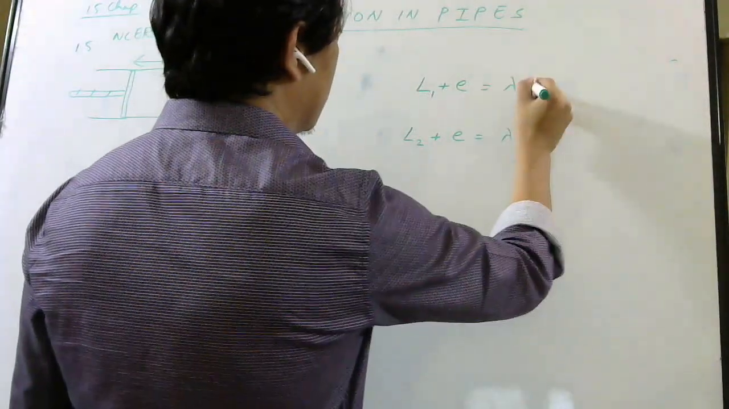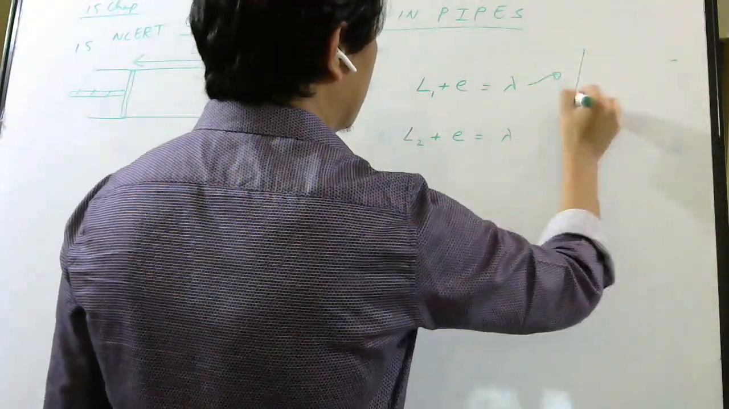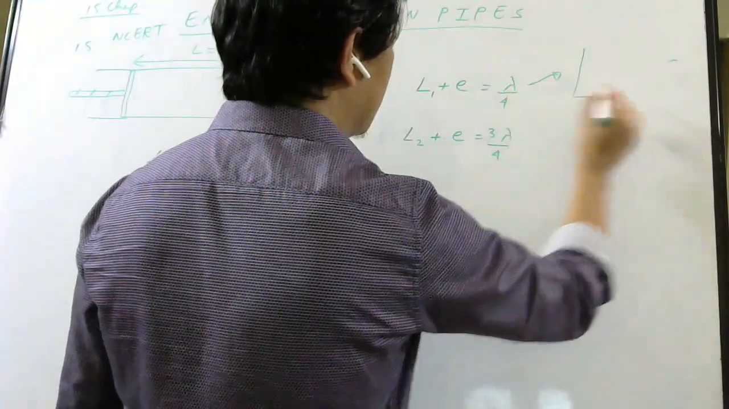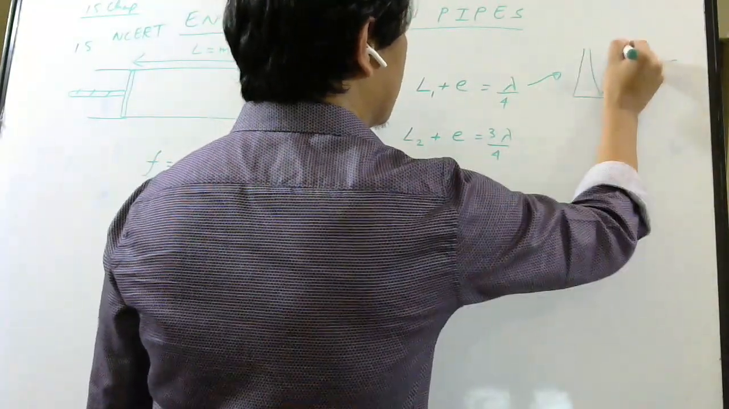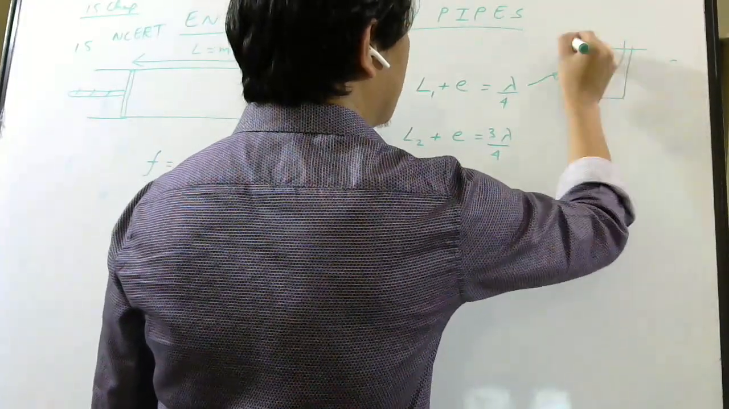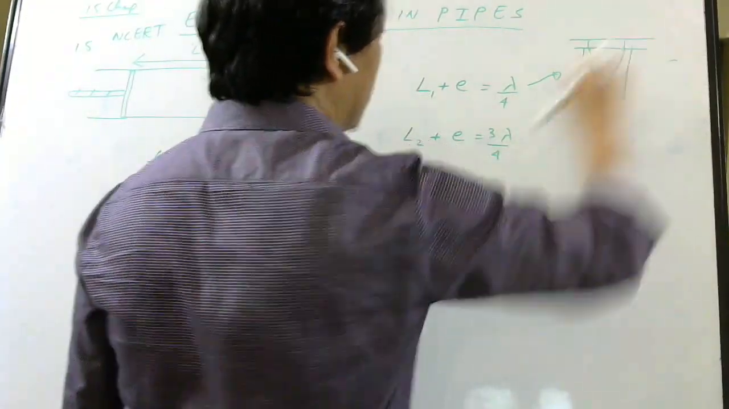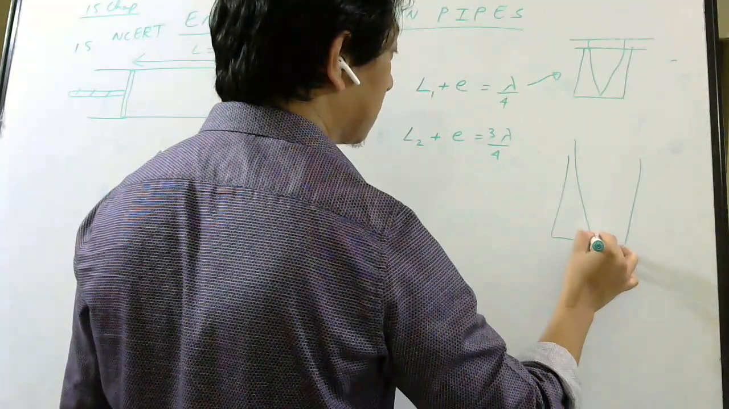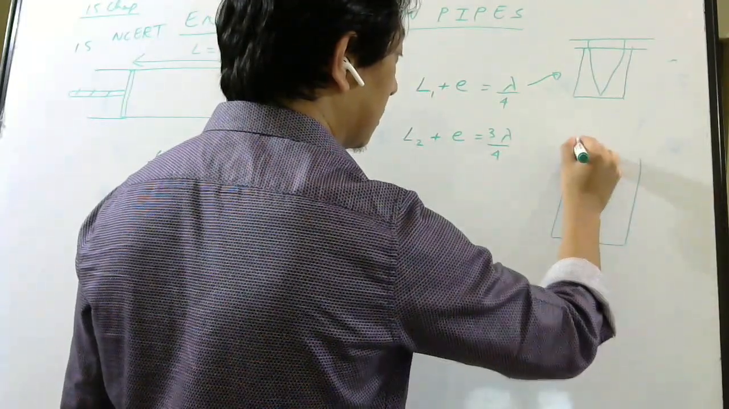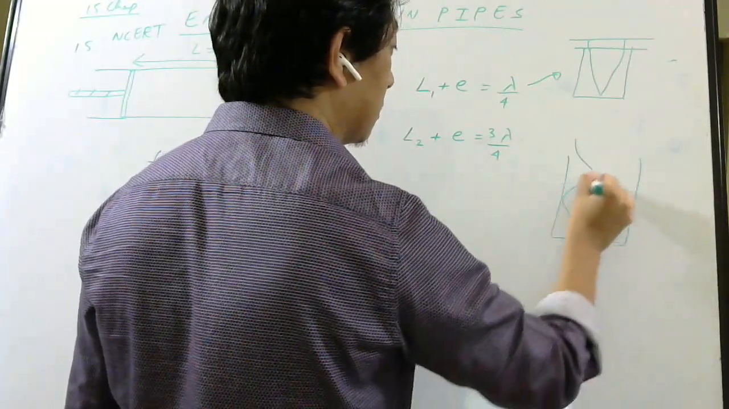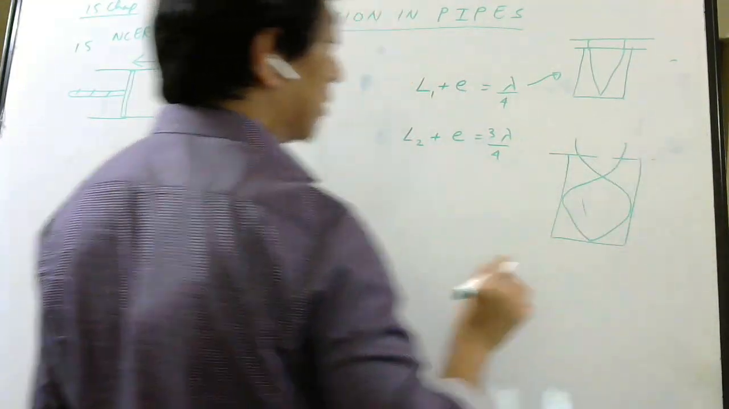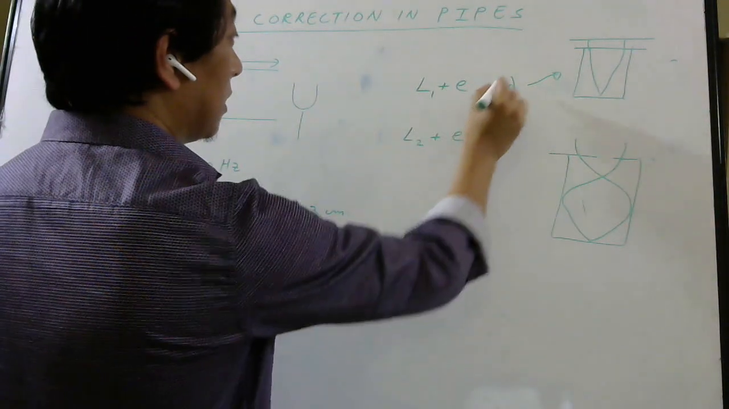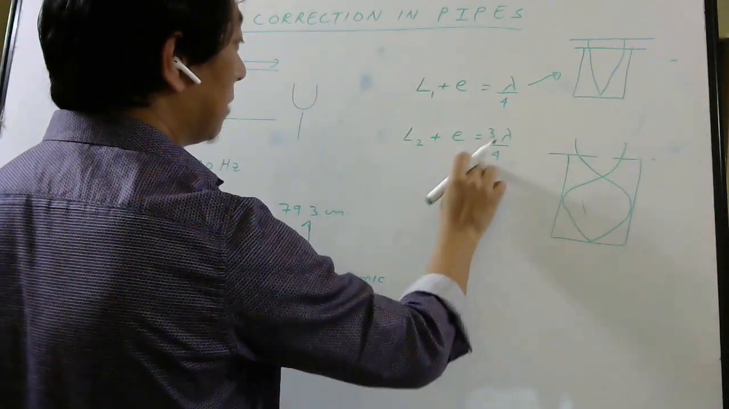So let me draw this shape. Not lambda, sorry, lambda by 4. And this will be 3 lambda by 4. Remember this, okay? So it was like this, right? A little bit out it will come out if there is end correction. So L plus E equals lambda by 4. This is the second resonance for a different length. So it will be like this, okay? Like this. So this is your third harmonic. So L1 plus E equals lambda by 4, L2 plus E equals 3 lambda by 4.